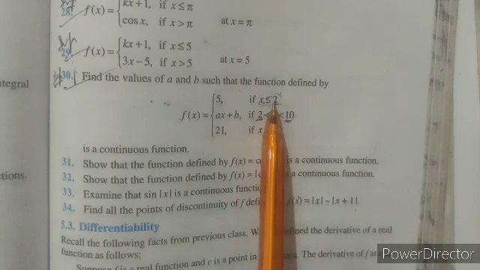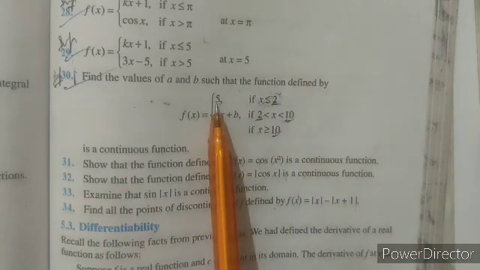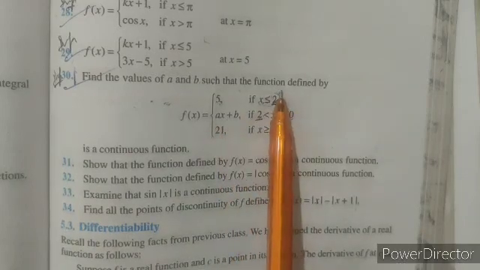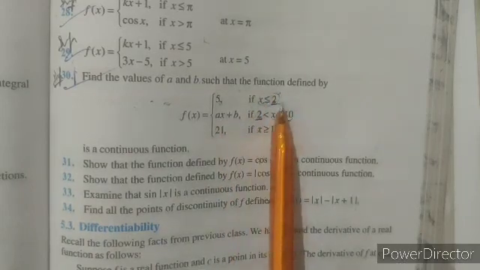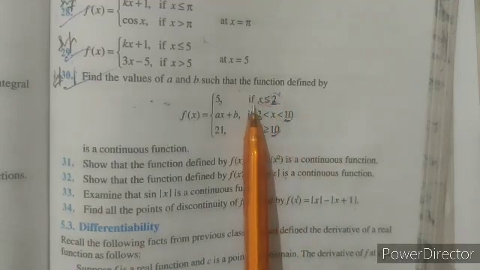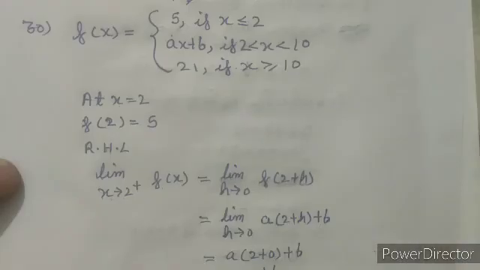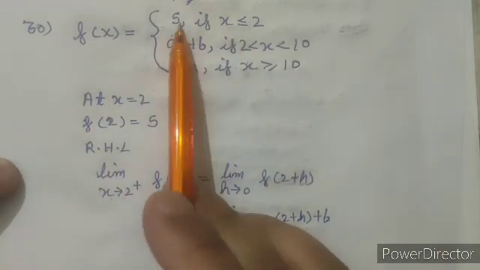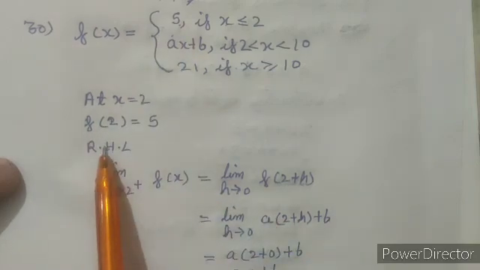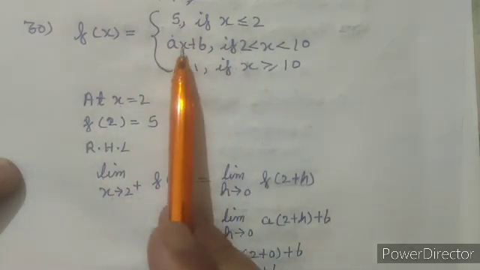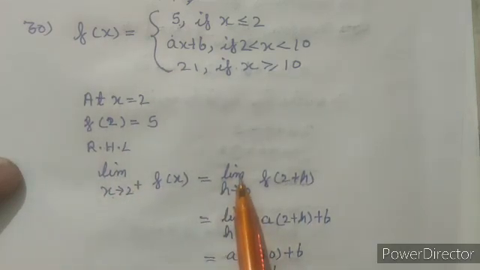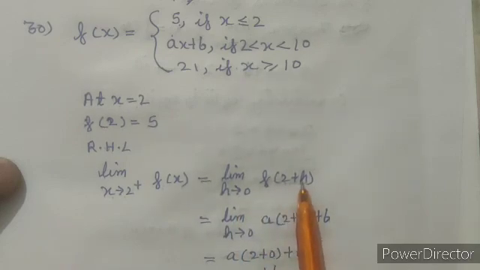In the 30th question, we have to find the values of a and b if the function f is a continuous function. Now here the value for less than or equal to 2 is given to us, and the value of the function for greater than 2 is given to us. So we will find out the left hand and right hand limits at x equal to 2. Now at x equal to 2, the value of the function will be equal to 5. Now the right hand limit at x equal to 2 will be limit x tends to 2 plus f(x), and that can be written as limit h tends to 0 f(2 plus h).